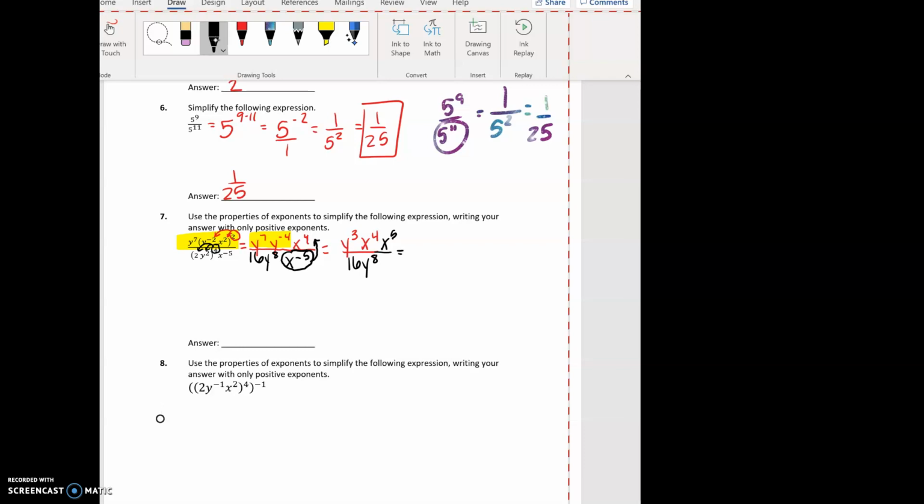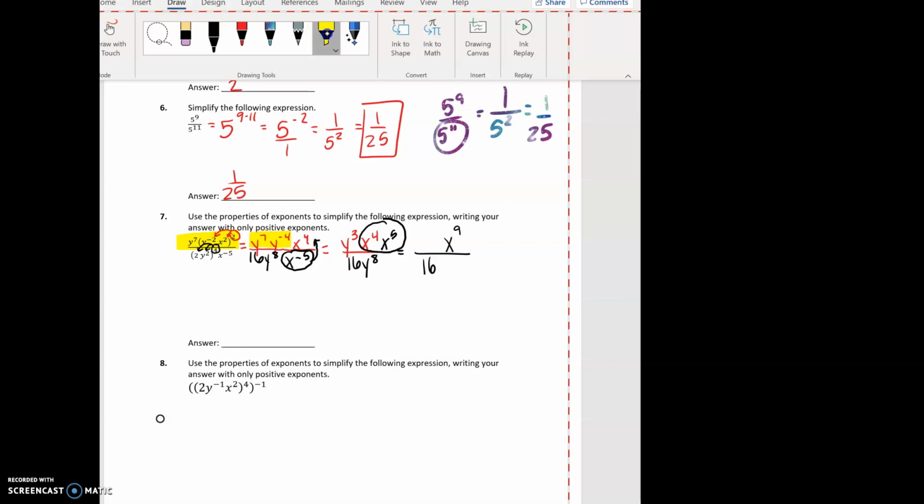Okay, so we're not done yet. Now we need to start thinking top to bottom. So if I look in the numerator, one thing that stands out to me right away are these x's. They are being multiplied together. So I'm going to add 4 plus 5, get x to the 9th. 16 is in the denominator. No other numbers in this problem, so I'm just going to leave 16 there.